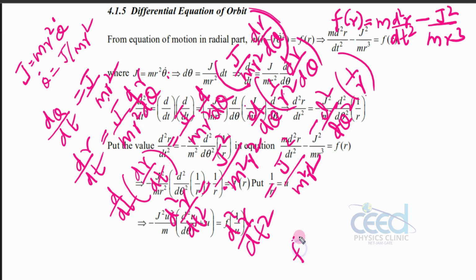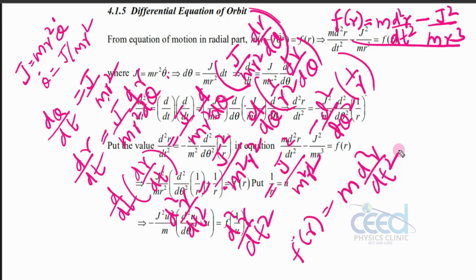My f of r is equal to, see this f of r. This f of r, I am writing m into d square r by dt square. Am I right? m into d square r by dt square minus j square by m r square. This d square r by dt square, instead of this d square r by dt square, I am substituting this.